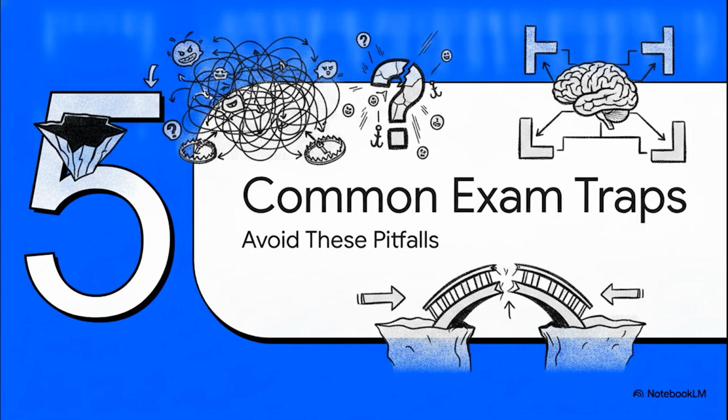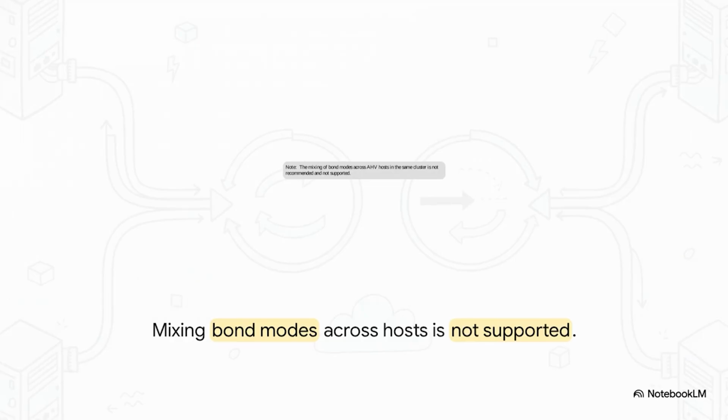Okay, Section 5, Common Exam Traps. We're going to deliberately expose the pitfalls exam writers love to set up for you. First up, never ever fall for a scenario that suggests putting one host in balance-tcp for a heavy VM while leaving the rest of the cluster in active backup to save time. Mixed bond modes across AHV hosts in the exact same cluster are totally unsupported. The whole cluster network stack has got to be uniform.